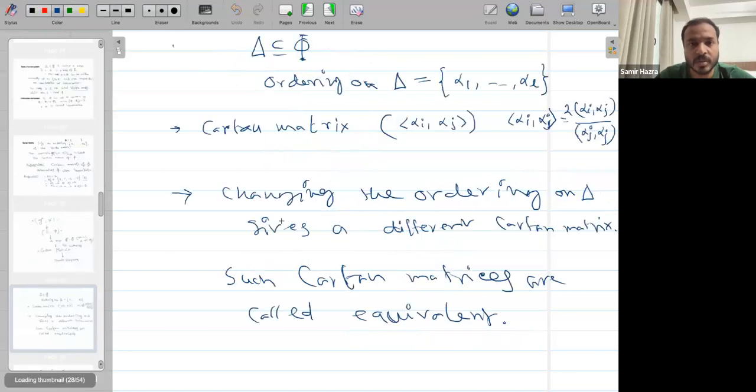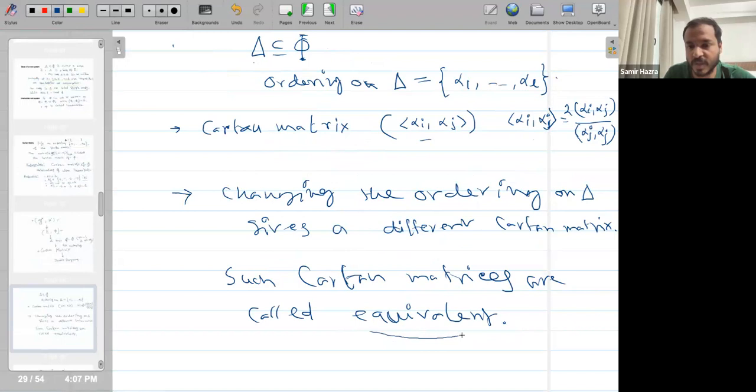We can actually draw some diagrams using these Cartan matrices. Suppose this is the base and the ordering is alpha 1 to alpha L. Then these entries are given by 2 times the inner product of alpha i and alpha j over the inner product of alpha j with itself. If we change the ordering here, we'll get a different Cartan matrix, but we regard them to be equivalent.